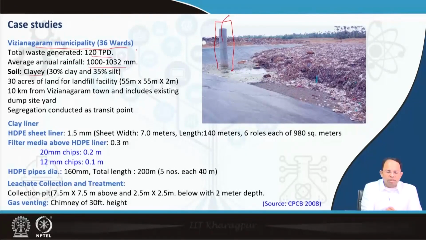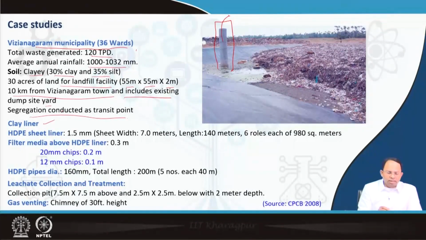Clay soil is available, 30% clay and 35% silt. Because of that, there is no need for separate amended soil and all these things, which was required in the earlier case. 30 acres of land for landfill facility with 55 meter and 2 meter depth. It is 10 kilometer from Vizianagaram town and includes the existing dump site yard, so the existing yard is also there at the same location. Segregation of waste is conducted at the transit point.